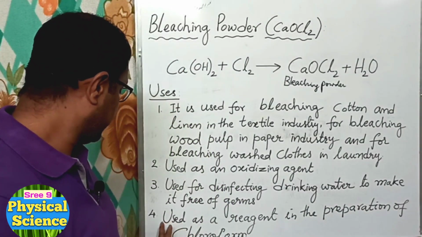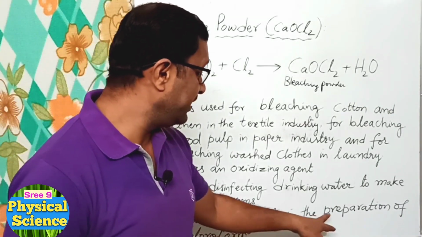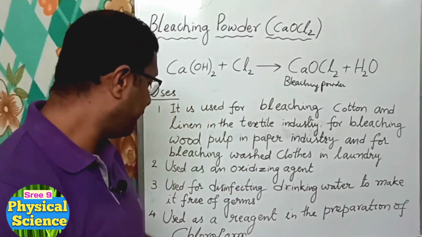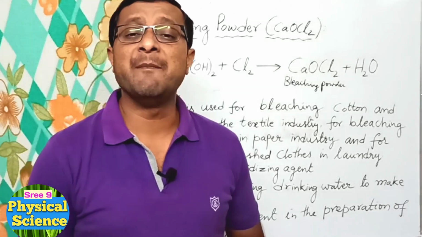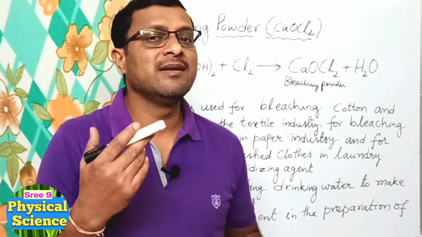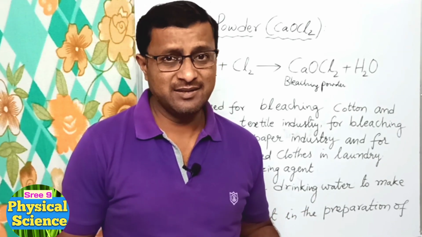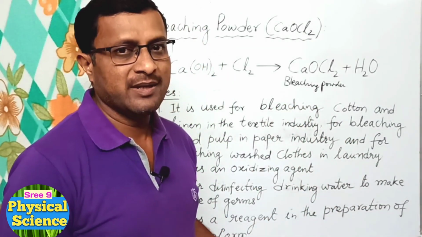Last, it is used as a reagent in the preparation of chloroform. Chloroform has medicinal uses. It is used as anesthesia in performing operations in medicine. So this is about bleaching powder.